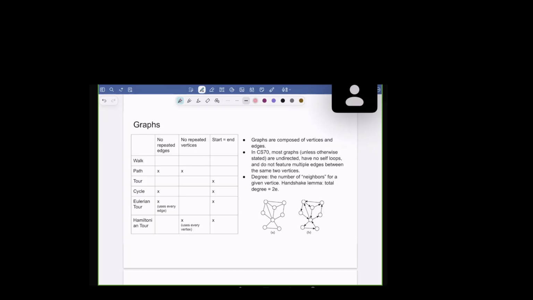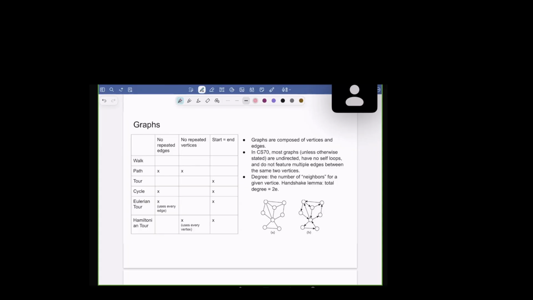And then a tour, the only condition for a basic tour is that the start vertex has to be the end vertex. But if you think about it, when you want to take a tour, you might have more time. You want to see things around. So you can repeat edges and you can repeat vertices because you just want to end up where you started from.